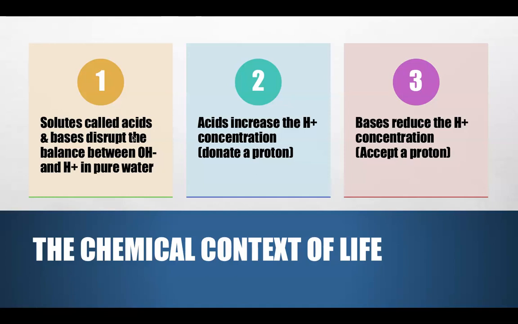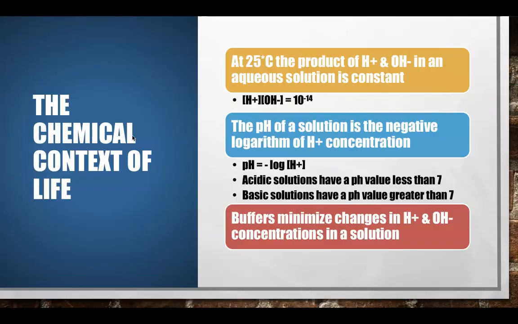Acids are going to donate a proton to solution or increase the hydrogen ion concentration, and bases are going to accept a proton from solution, which is going to decrease the hydrogen ion concentration. So what we need to know is that pH is a measure of the opposite log of the hydrogen ion concentrations. Acidic solutions have a pH value which is less than 7, and basic solutions are going to have a pH value which is more than 7.